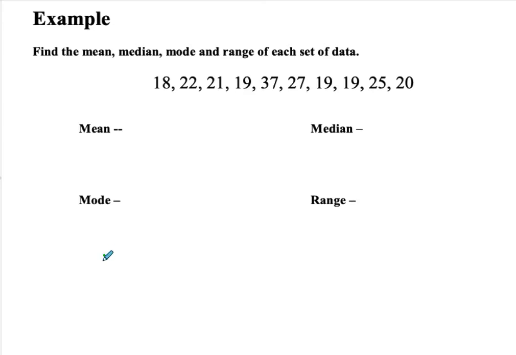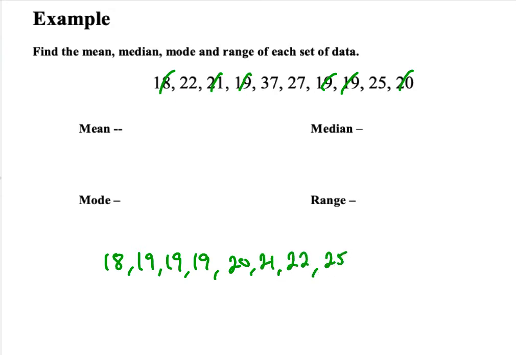My lowest number is 18, and then a 19, and a 19, and then I have a 20, a 21. Oh, I had 3 19s. Luckily I can just move those over. So I missed that other 19 in there. And then my 20 and 21. All right, and then I have 22, 25, 27, and 37.